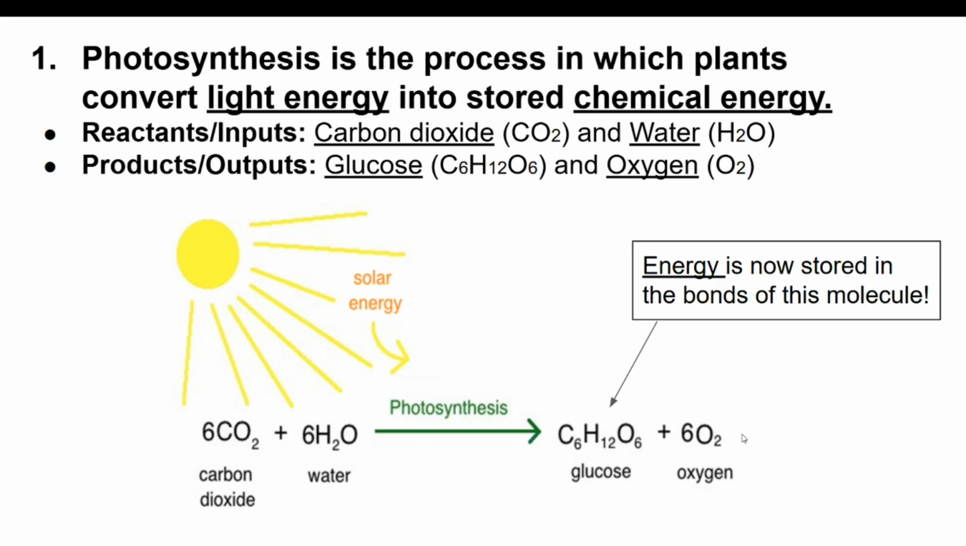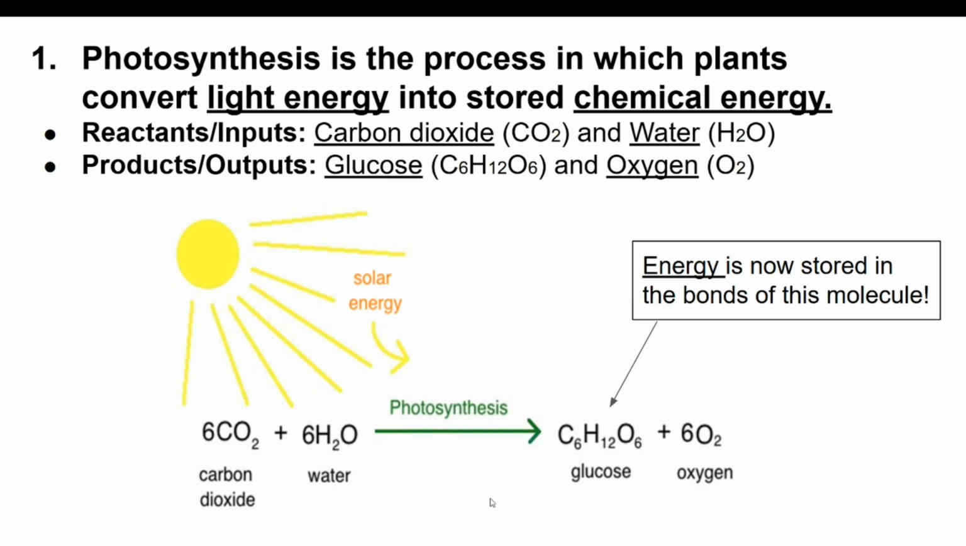Oxygen here ends up being a byproduct of photosynthesis. Plants don't actually need oxygen, so it gets eliminated. It gets expelled out of the plant, and then anything that breathes oxygen can actually benefit from that. So this is the whole process of photosynthesis.